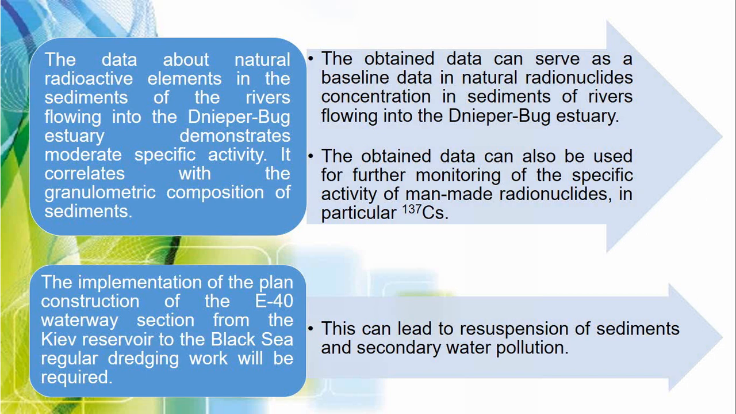For implementing plans to construct the section of the E40 waterway from the Kiev reservoir to the Black Sea, regular dredging work will be required. This can lead to resuspension of sediments and secondary water pollution. Taking into account the presence along the forthcoming waterway on the Dnieper River of specific radioactive objects, the bottom traps for Chernobyl origin radionuclides and imperfect radionuclide storages near the town Kamianske, such research is necessary.